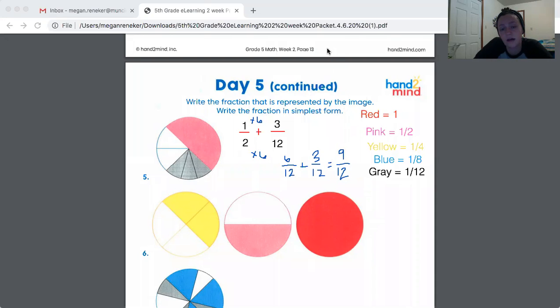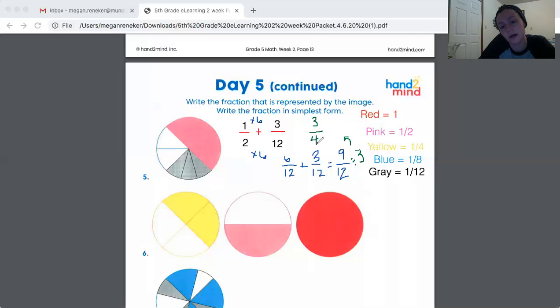In order to do that, I have to see, are there any numbers that both my top and bottom number can be evenly divided by? Okay, I know that 3 evenly fits into both 9 and 12. So I'm going to go ahead and divide both of them by 3. Okay, so I'm going to divide my top and bottom by 3, which I'm going to write my answer up here because I'm running out of room. 9 divided by 3 is 3. 12 divided by 3 is 4.